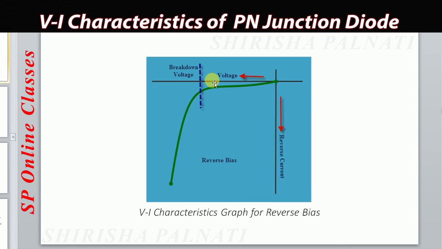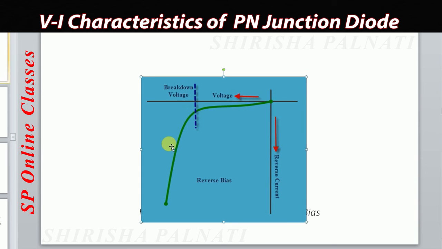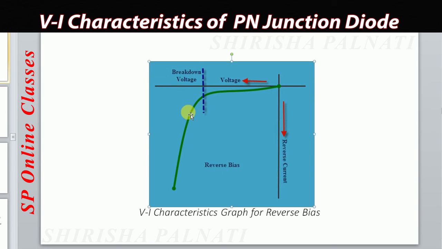So see this. Before the potential barrier is reached, the current does not increase. When we increase the reverse voltage up to the breakdown voltage, the current increases sharply. This point is called the knee point. This is also called the breakdown voltage.